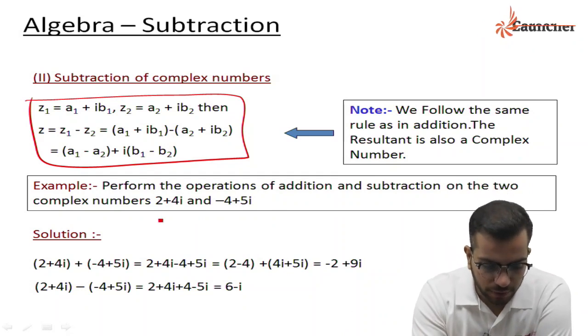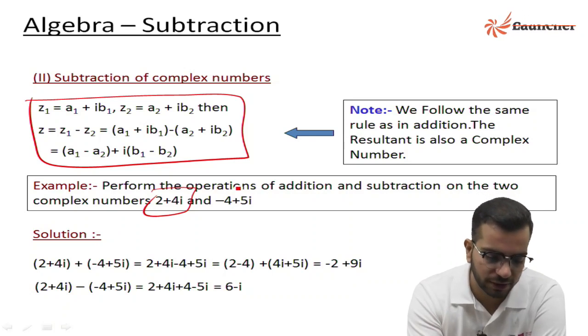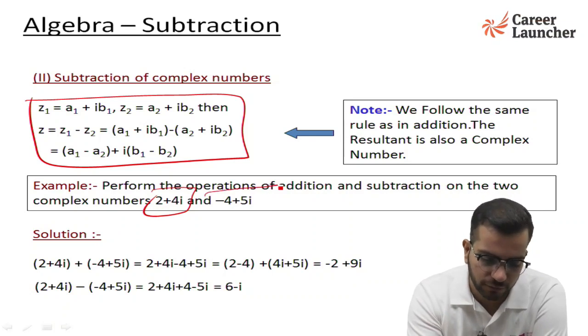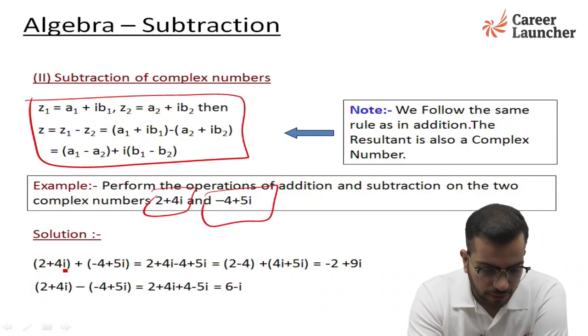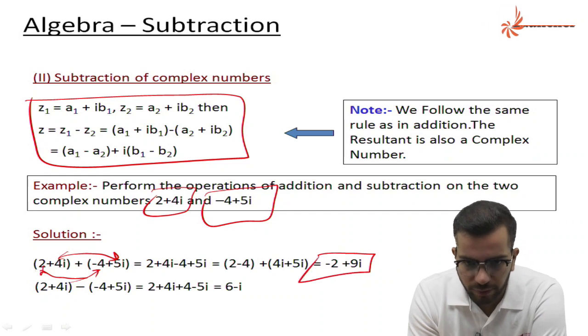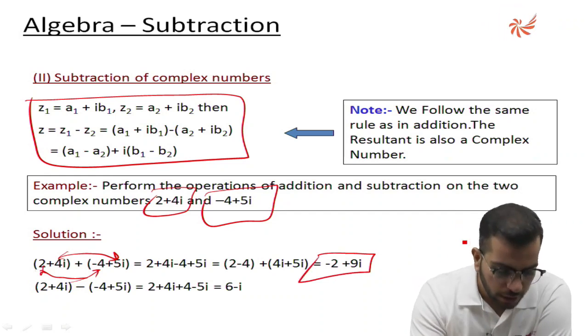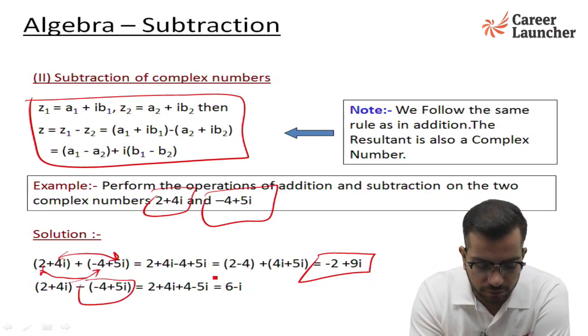Let me tell you an example. Let's take these two complex numbers, 2 plus 4 iota and minus 4 plus 5 iota. We are going to add these: the real part added to the real part and the imaginary part added to the imaginary part. The answer comes out to be minus 2 plus 9 iota. And 2 plus 4 iota minus this complex number, the answer comes out to be this.